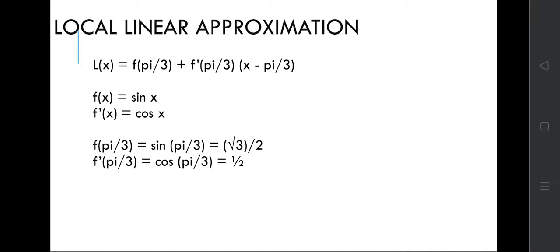So further applying, we have f of pi over 3 is equal to the sine of pi over 3, which is equal to the square root of 3 over 2. In radians. And f prime of pi over 3 is equal to the cosine of pi over 3, which is equal to 1/2 when we input it in the calculator or when we already know the values of the trigonometric identities.